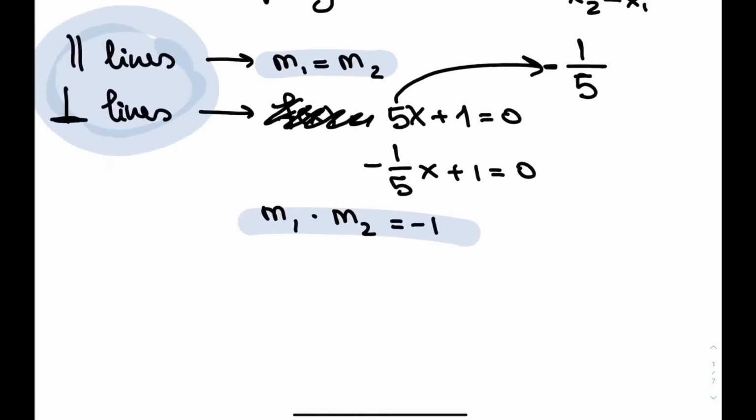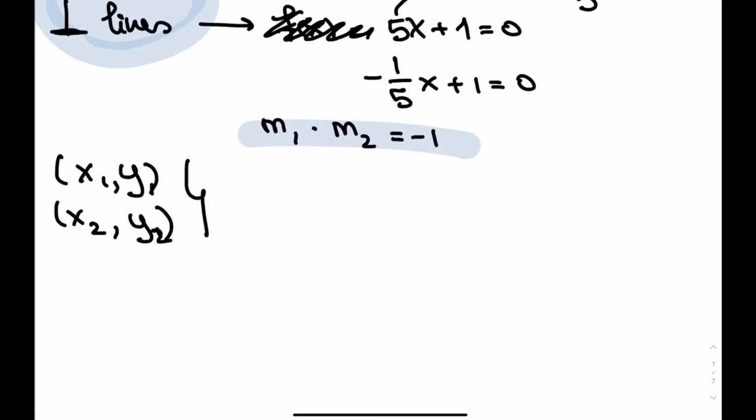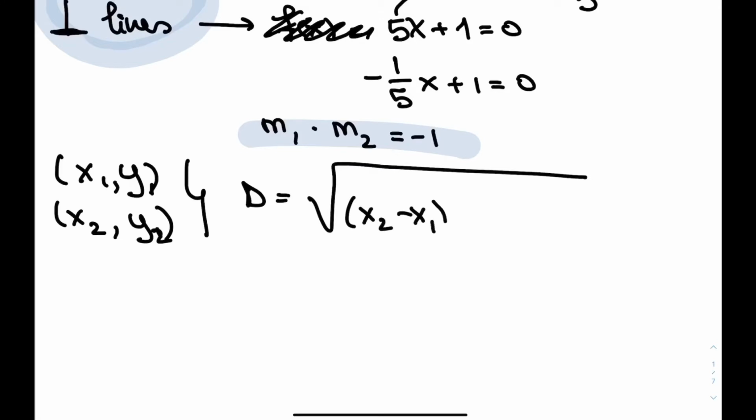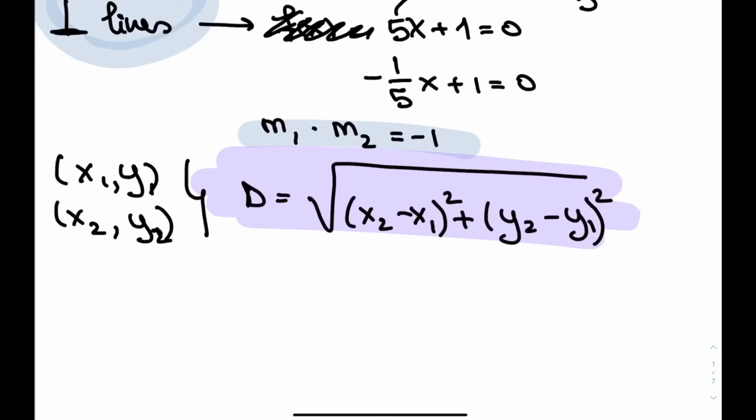Alright, now the next one is the distance between two coordinates. Let's write them like this, x1, y1 and x2, y2. So the distance between them would be the square root of x2 minus x1 squared plus y2 minus y1 squared. This is another formula that you have to memorize or logically learn.